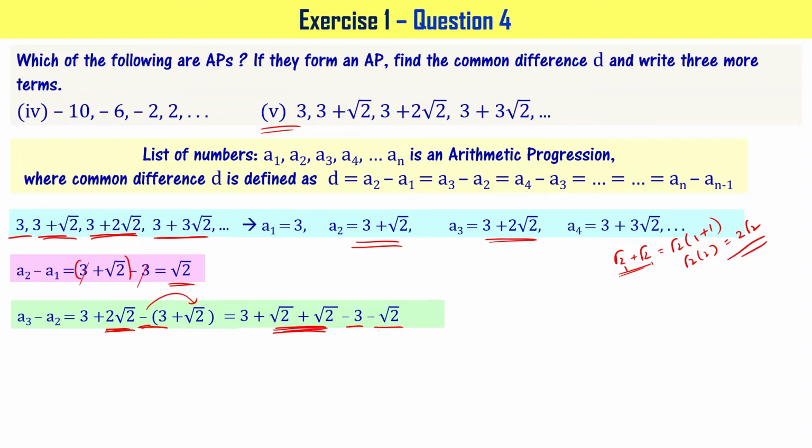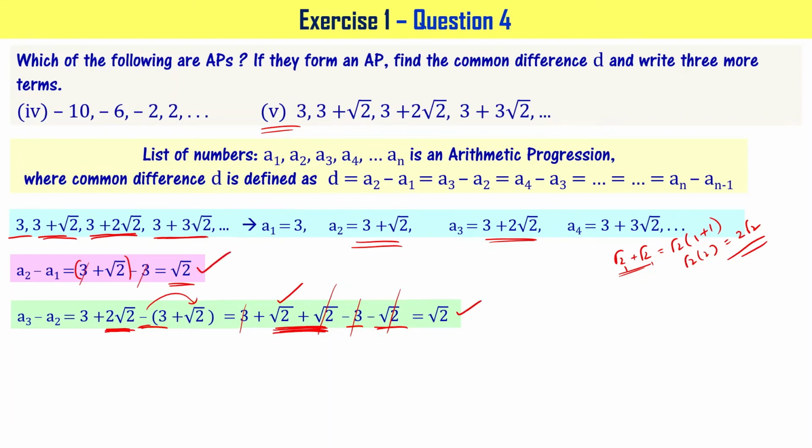That's why what I have done is 2 root 2, I have written it as root 2 plus root 2. Now here I have minus root 2, here I have plus root 2. Let me cancel this. Plus 3 minus 3 I'll cancel. Then what I have is only root 2, right? A3 minus A2 is also equal to root 2. Here we have root 2, here also we got root 2.